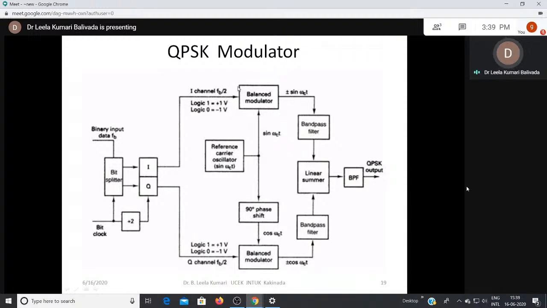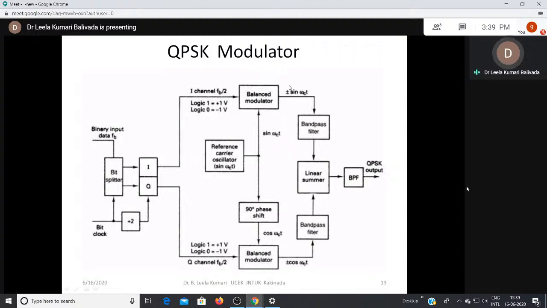So 2 phases are possible at the output of the I channel balanced modulator. What are those? +1 into sine omega ct, -1 into sine omega ct. And 2 phases are possible at the output of the Q channel balanced modulator: +1 into cos omega ct and -1 into cos omega ct.